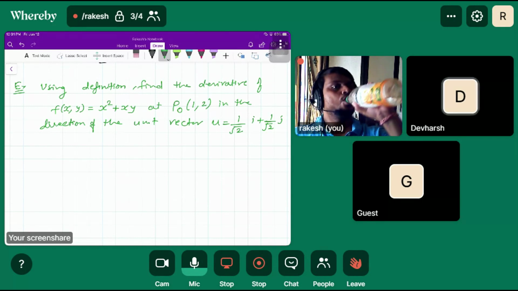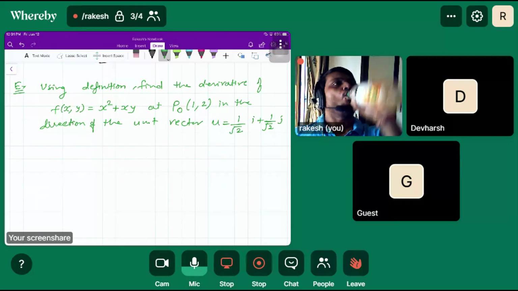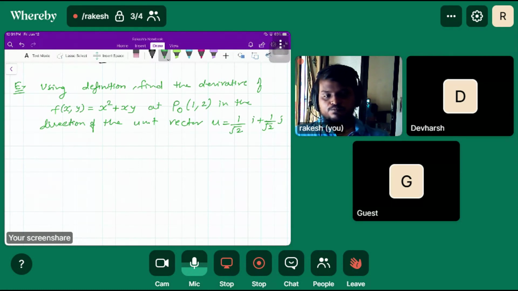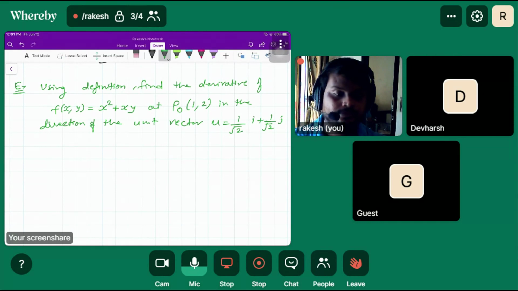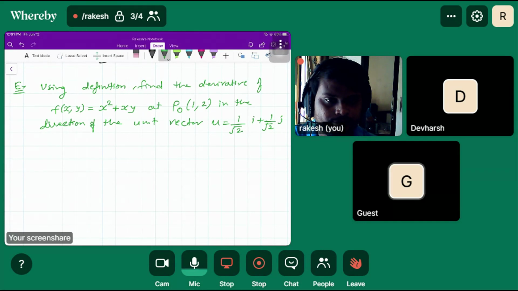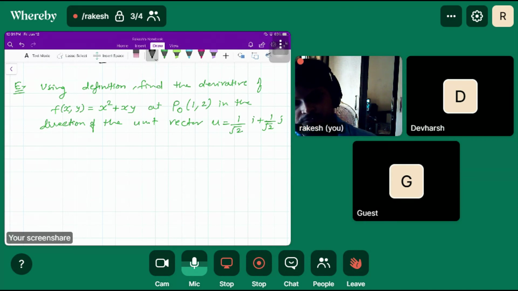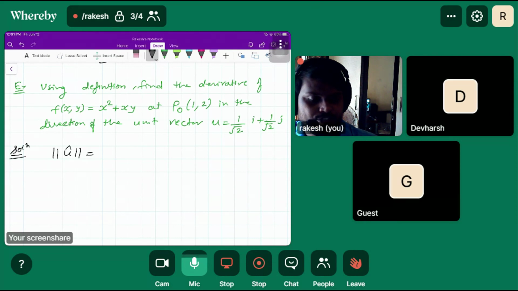One square plus... Oh wait, sorry. It is. So can you hear me? Yeah, I can hear you. Is it a unit vector? Yeah, it is a unit vector because the sum of the squares and the root of that is 1. Right, perfect. So basically its magnitude is 1.